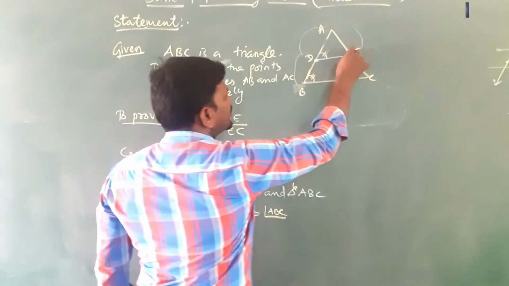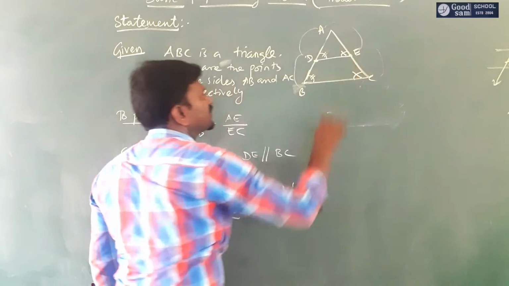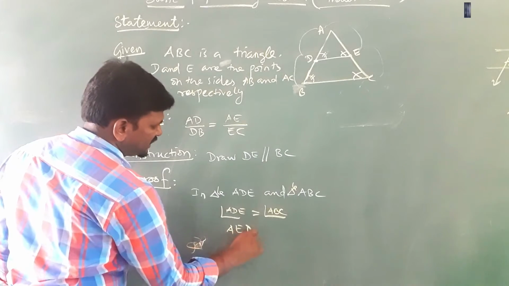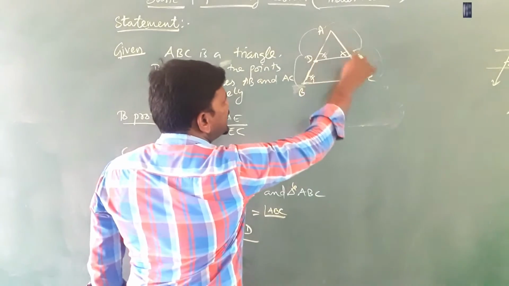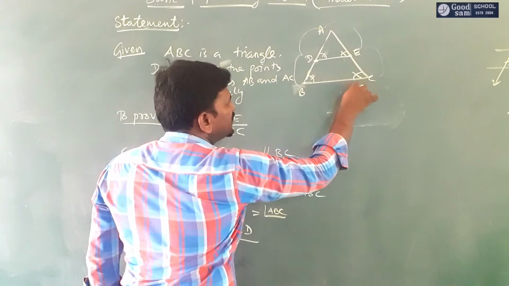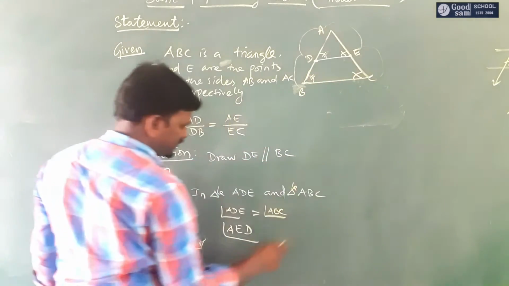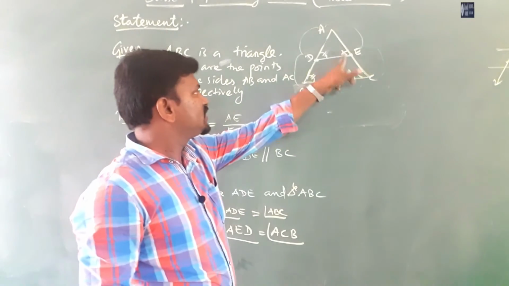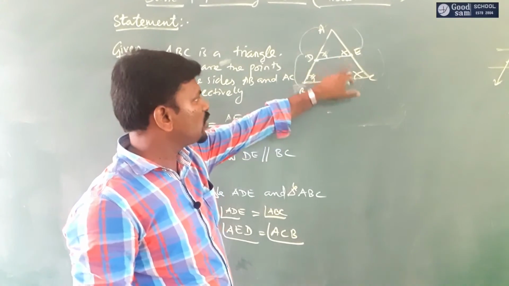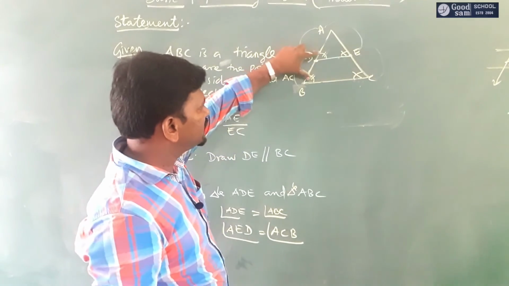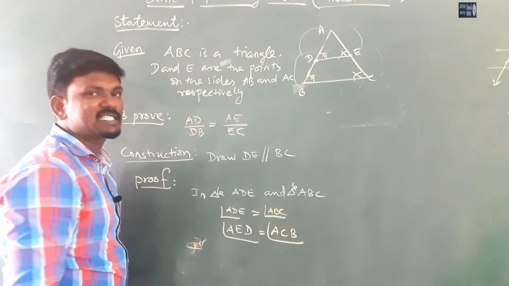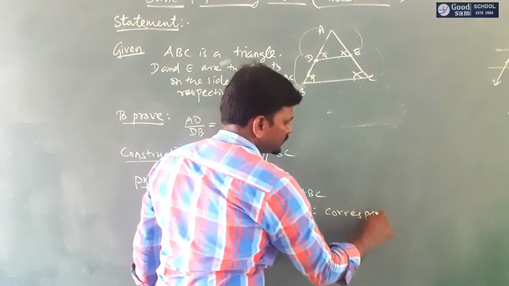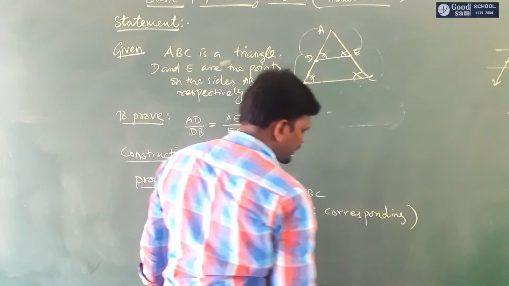Similarly, these two angles, angle AED and angle ACB, are equal. We have marked these with a line. So these two are equal, and these two are equal. Because what is the reason? Corresponding angles.